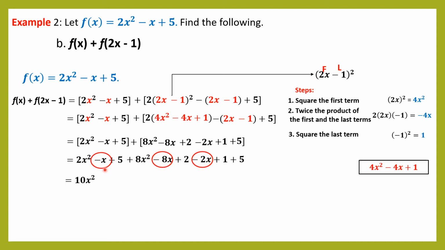Sunod ay x. So, lahat ng similar terms, combine natin yan. So, since ito ay negative x, similar sila dito. Then, similar din sila dito. And that is equal to negative 11x. Next, yung 5, 2, 1, at saka 5. So, that is 13. So, this is now the final answer.